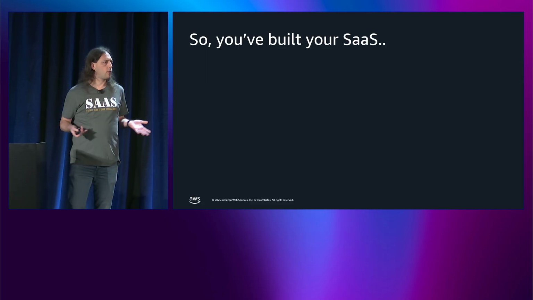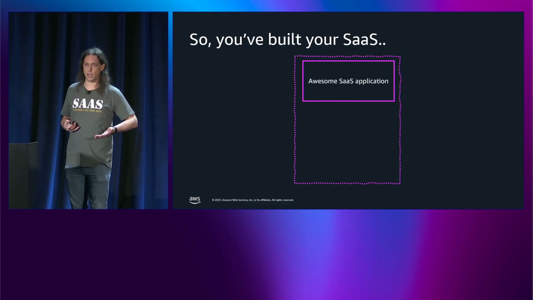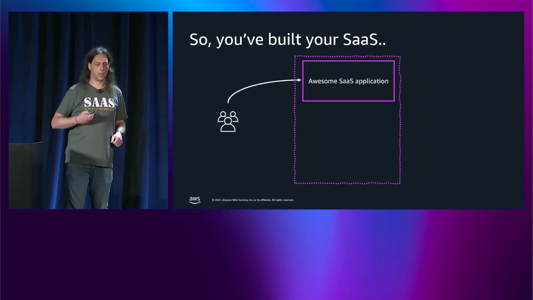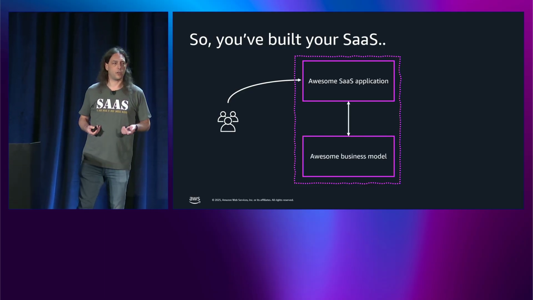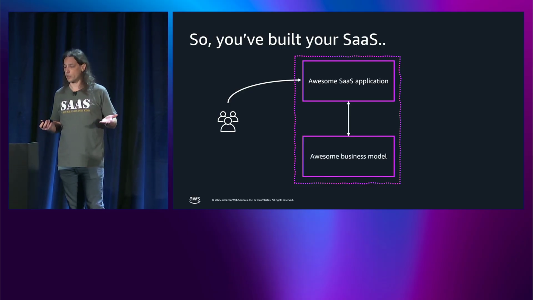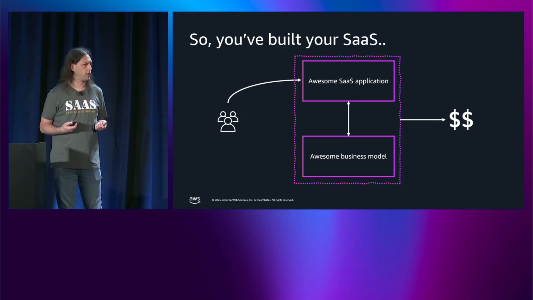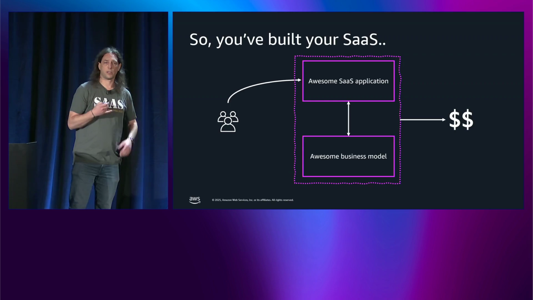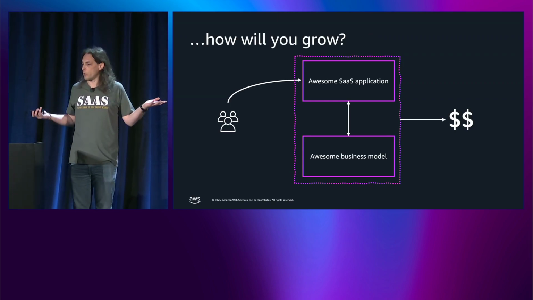So let's start off and look at a very common situation. You've just built your SaaS application. It's awesome, right? You're proud of it. You've put a lot of work into there. And you've got customers using it. And to operate that, to manage that, you've got some business model going on as well. Cool. It's been a couple of years, and hopefully you're getting some revenue and making some money. And where you want to go from here is to grow your SaaS. So the question is, what do you need to do to grow your SaaS?